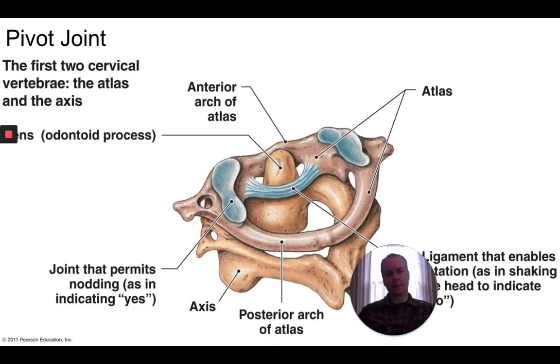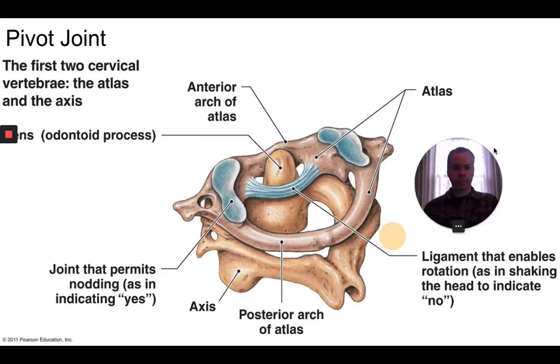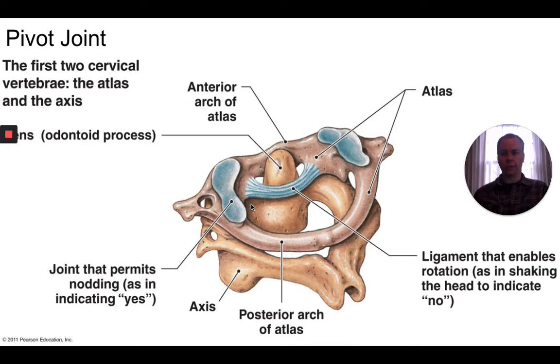Here's an example of a pivot joint. They're pretty complex joints. This is the pivot joint made by the first two cervical vertebrae that we have in our neck, the top bone, and these ligaments that you see here. One allows for moving our head side to side, and another allows our head to move up and down. That movement is allowed by the construction of this pivot joint.